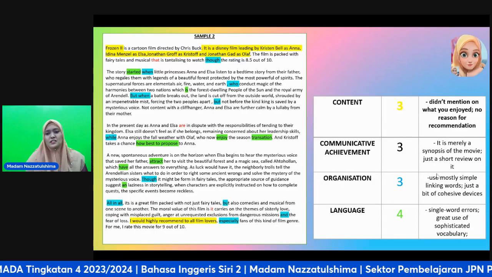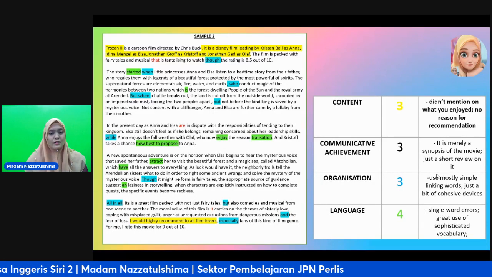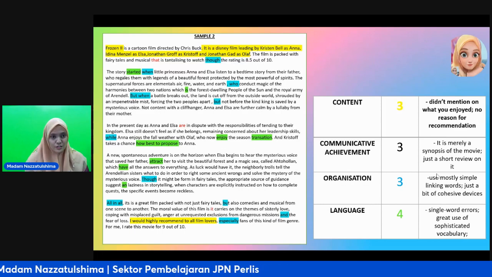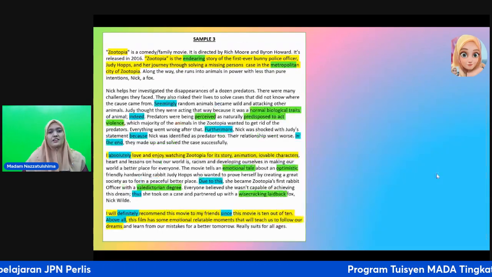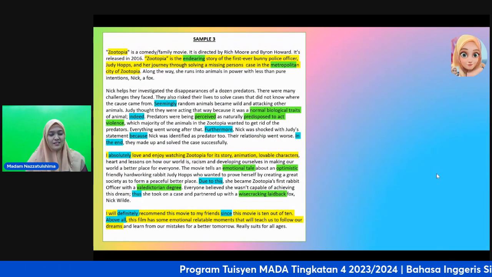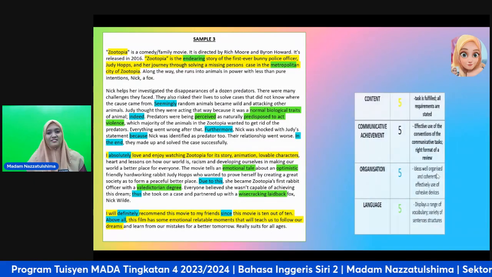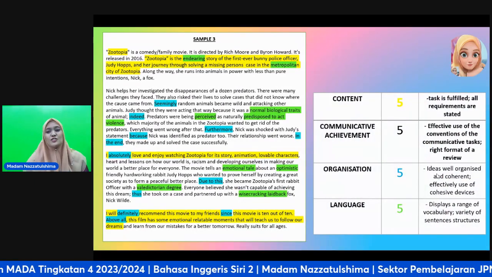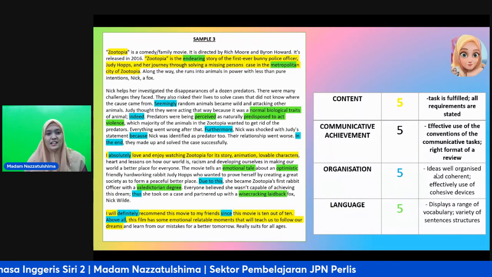Then how about the language? There are single-word errors, but great use of sophisticated vocabulary. Some of the vocabulary is very good, as you can see throughout the essay. Last one, sample number 3. It's about Zootopia. So how about the comments on this one? This one gets 4 marks for content, communicative achievement, organization, and language.